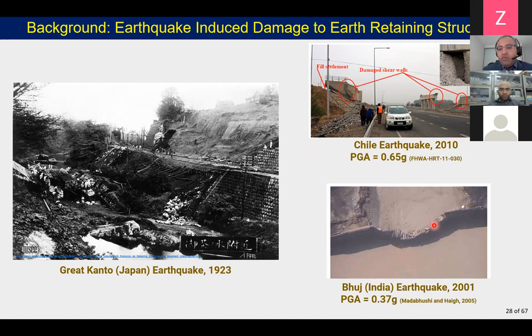And this was from the Bhuj earthquake in 2001 in India. It was research by University of Oxford researchers, who got some satellite images of a sheet pile wall here. And you can see that because of the liquefaction, there was a huge settlement and damage of this sheet pile wall during the Bhuj Indian earthquake in 2001.